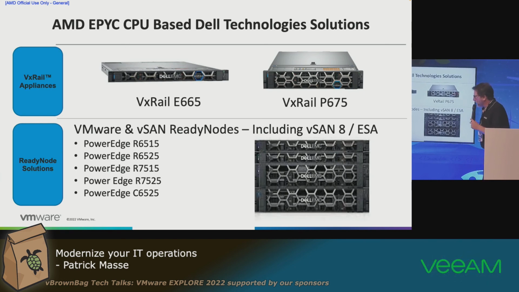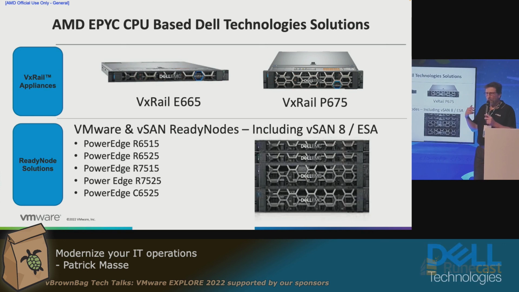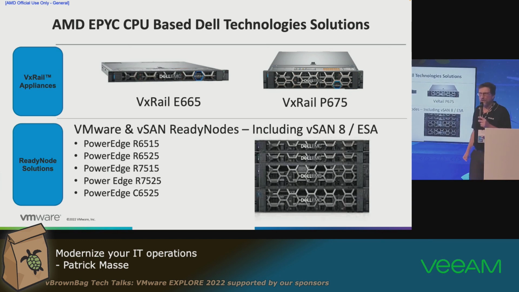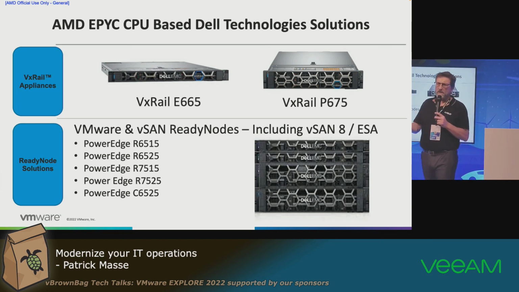And you can have a look at a full set of vSphere and vSAN ready nodes with either single socket or dual sockets with AMD CPUs that are noted here, which are already around today. And just to conclude, here they are already included, including vSAN 8 and Express Storage Architecture. So you are all set with Dell and AMD to modernize your IT infrastructure. Thank you very much.